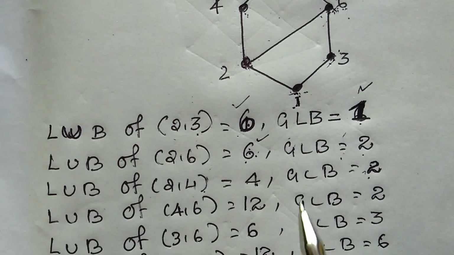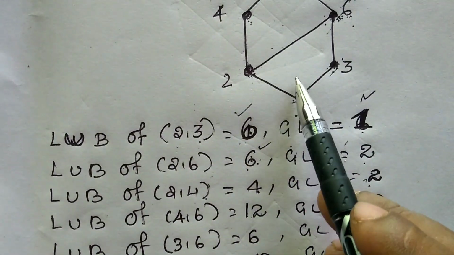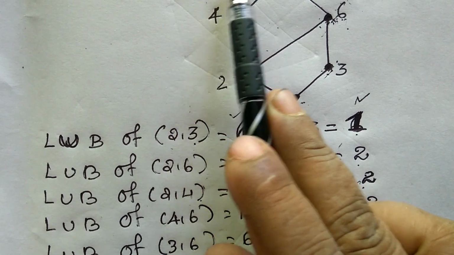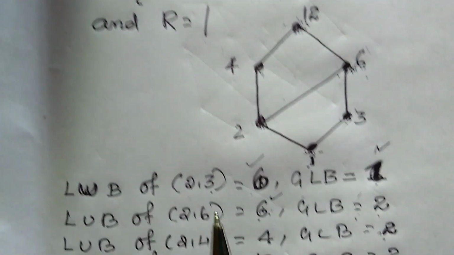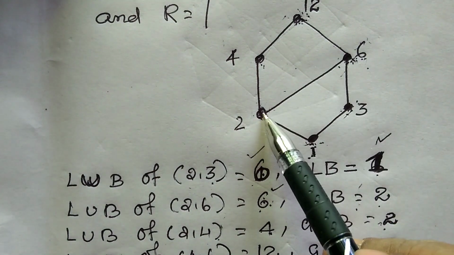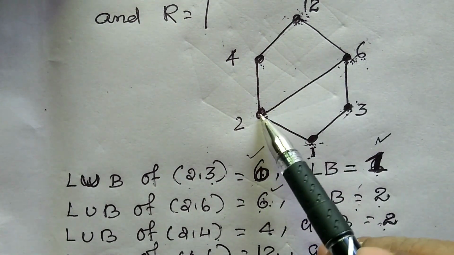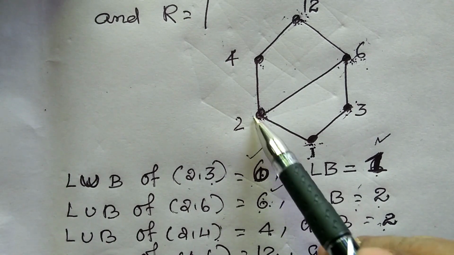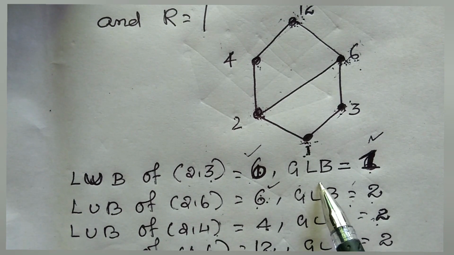In this way, we can calculate the GLB and LUB for all pairs of elements from this given partially ordered set. So the trick is, if there is a direct link, the top value is the least upper bound and the bottom value, 2, is the greatest lower bound.